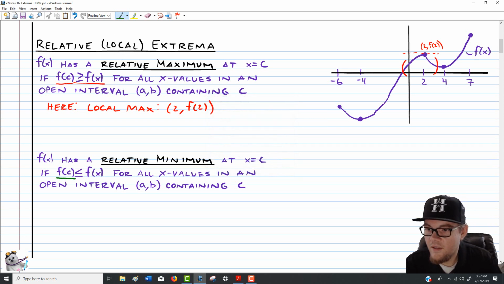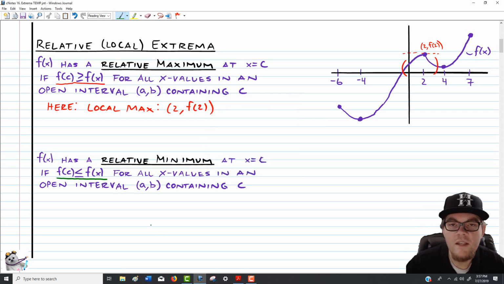So in this case, notice that the big change here, I mean everything is identical except for the name and that statement, the inequality. It says that f of c is less than or equal to f of x for all those x values in an open interval. So in here, if f of c is less than or equal to f of x, we're saying that it's smaller relative to the points around it. And in here, the nice thing is in our particular problem, we actually see that there are not one but two relative minima that appear in this particular function.